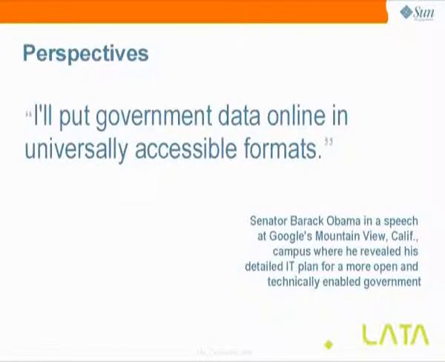And we see our message getting through. Here's a quote from somebody who is very well known nowadays. I think it was last year when he said that. Barack Obama, the next president of the United States, said he will put government data online in universally accessible formats. And I think it will be very interesting to see that happen.